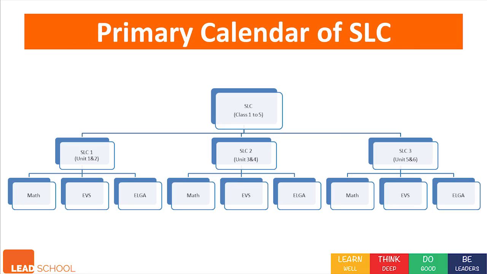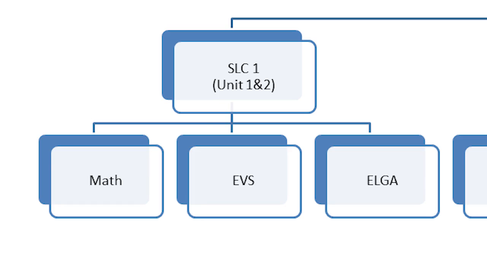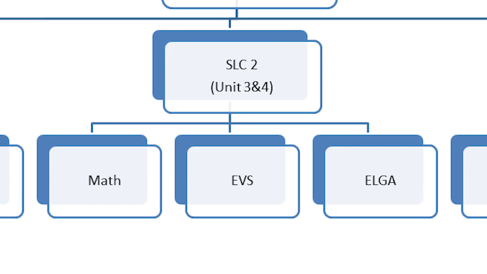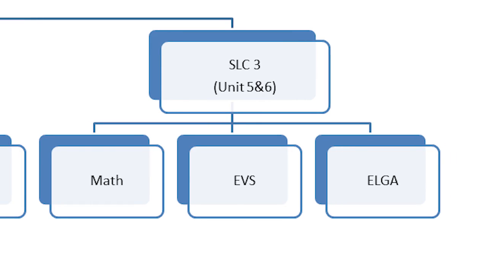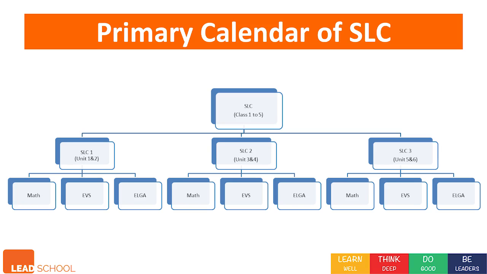Now let's look at the primary calendar of SLC. What will be presented and when to schedule the 3 SLCs for primary. During the first visit, your AEM will discuss the schedule of your first SLC. SLC 1 is usually done after Unit 2. SLC 2 is done after Unit 4 and SLC 3 is done after Unit 6. The main content areas are Math, EVS and ELGA.